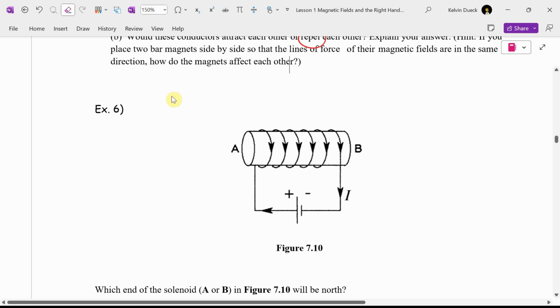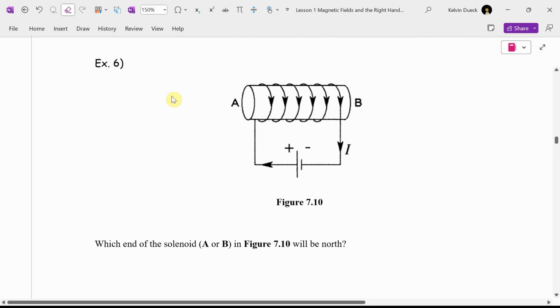Example 6. This is going to be the solenoid rule. How can I tell? There's a solenoid. I'm going to label the current. Oh, they already did label the current. Which end will be north? So this time, I'm not going to model it for you. You're going to have to figure it out with your right hand.